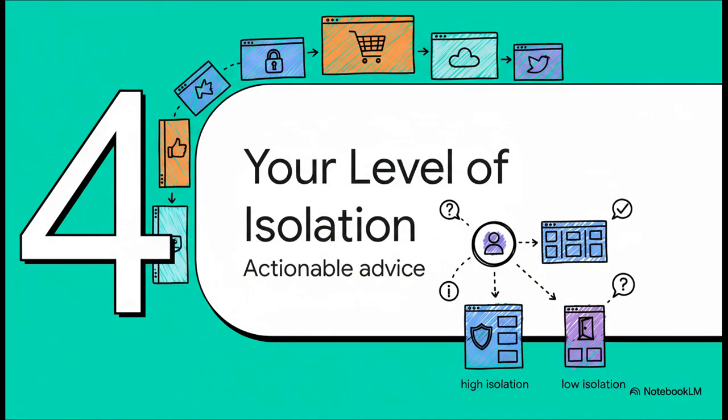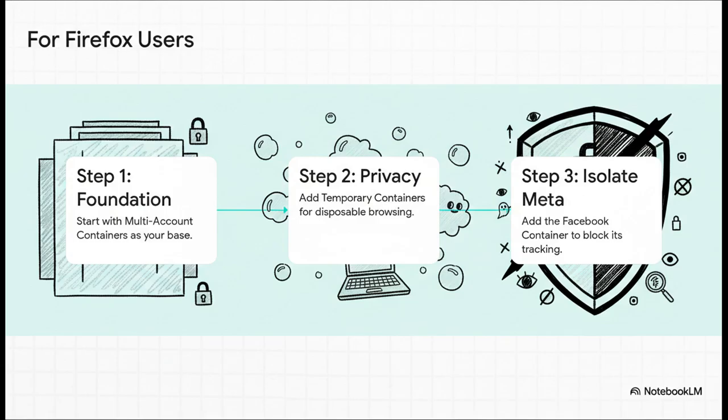So, what does this all mean for you? Well, it means you need to be smart and choose your level of isolation based on what you're actually trying to do online. So let's get into some clear, actionable advice so you can pick the right setup for your needs. If you're a Firefox user, here is how you can build an absolutely ideal setup. You're going to start with multi-account containers as your foundation. Then you're going to layer on something called temporary containers. It's fantastic. It creates a brand new disposable container for every single tab. And then you add the Facebook container to specifically put Meta's tracking in its own little box. You put these three together and you have a seriously powerful defense.